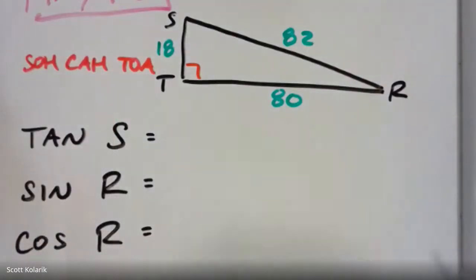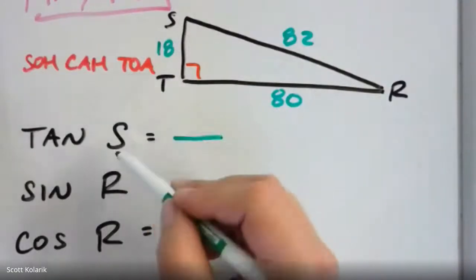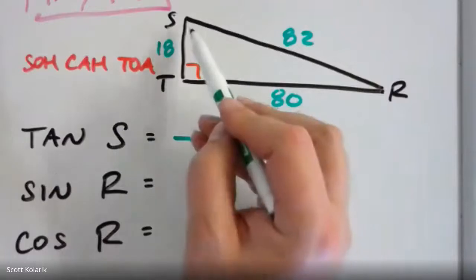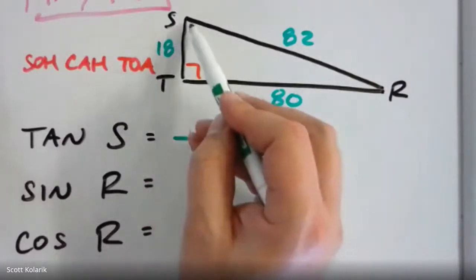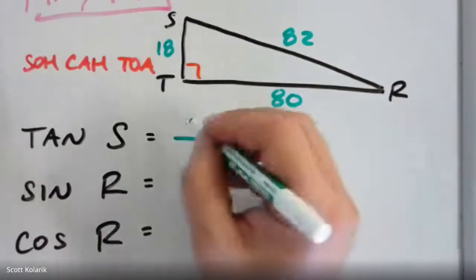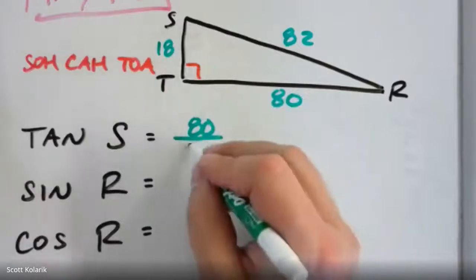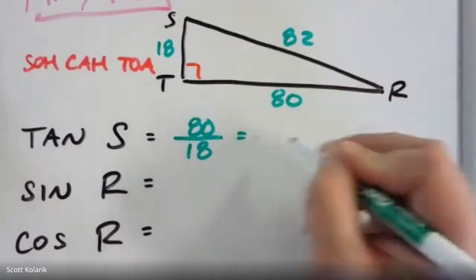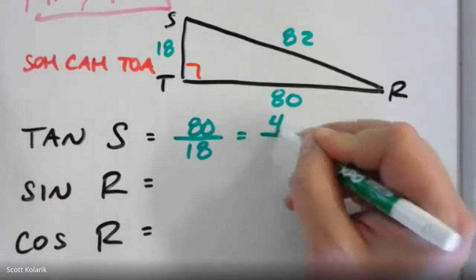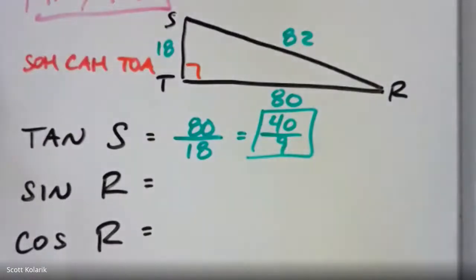All right, so for tangent, that's TOA, so opposite over adjacent. So first, identify where angle S is. There's angle S up there. So what is opposite over adjacent? What's opposite angle S is that 80. What's adjacent to angle S? That 18. There's the tangent of angle S. Just make sure you reduce that fraction. 2 goes into top and bottom. That would become 40 over 9. So there's my reduced fraction, tangent of angle S.